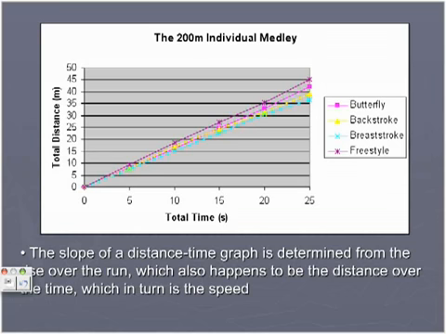So let's move this little thing here. See that? The slope of the distance time graph is determined from the rise over run, which also happens to be the distance over the time, which in turn is the speed. So what we could do is take any 2 points. Let's say we took this point and this point. Again, try to find points that lie exactly along actual grid marks, if possible. Anything that's in the middle might not be as accurate in your numbering.